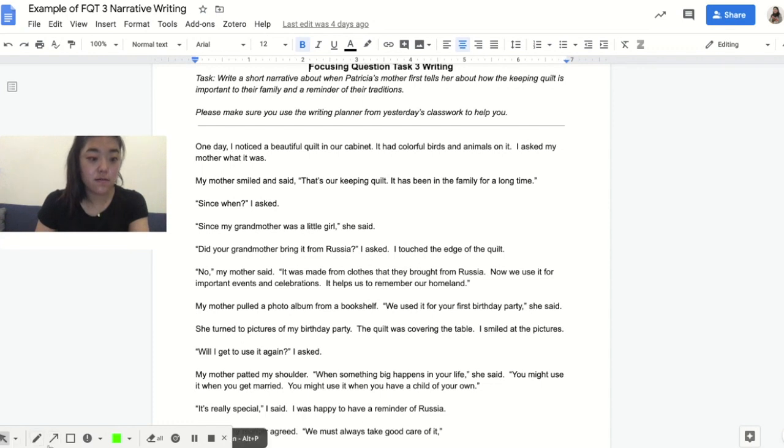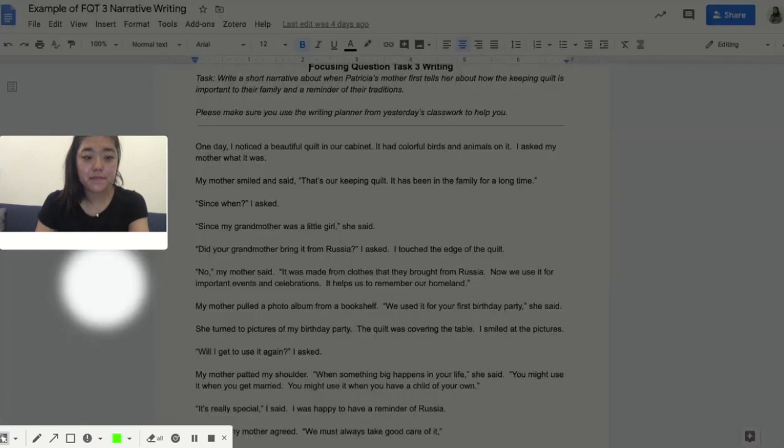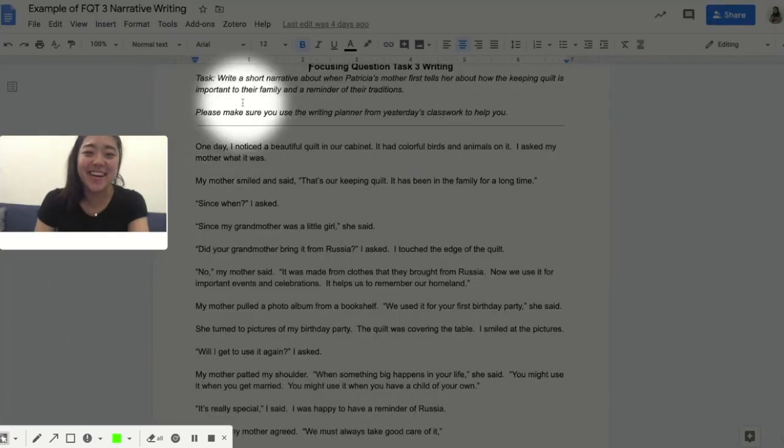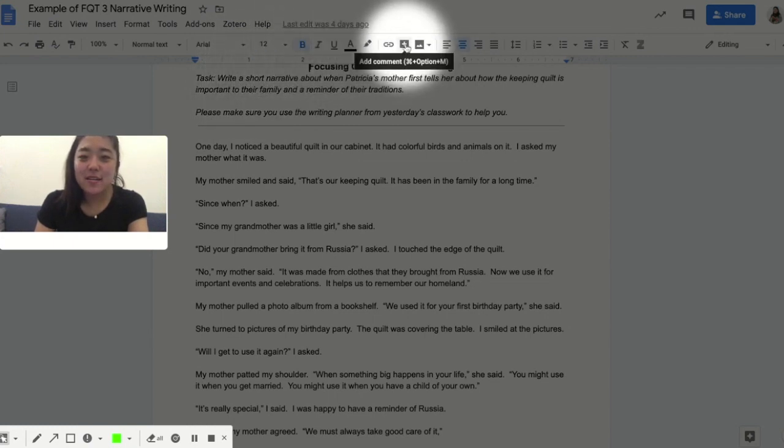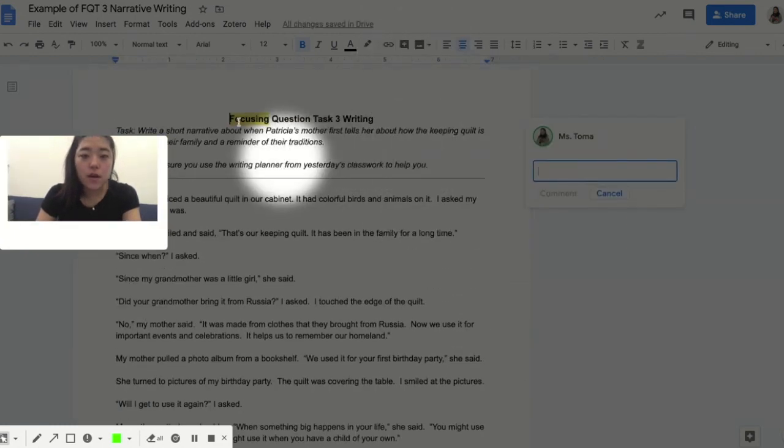So I'm going to try this out. Let's see if I can make my cursor glow. Aha, here we go. Okay. So right here, this little icon that looks like a speech bubble with a plus sign and says add comment, I want you to click this, okay? And wherever your cursor was before, you can add a comment there.